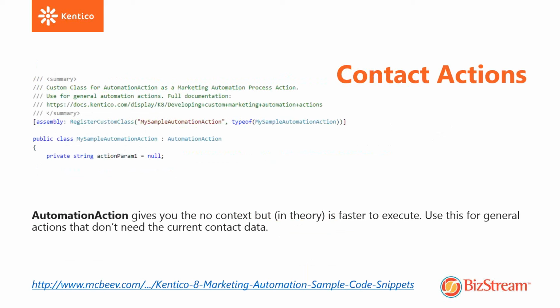Again, it's the very same thing. It's just a slightly different base class that you inherit from and then use it. And check out the link in my blog if you want to see more about the contact actions. But this code is what will get you the ability to have custom marketing automation process steps.